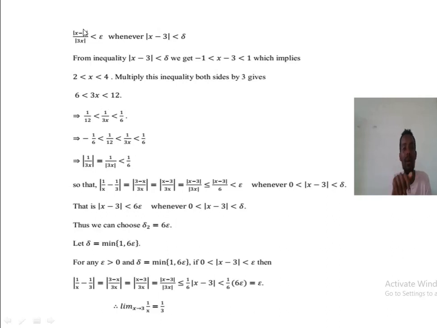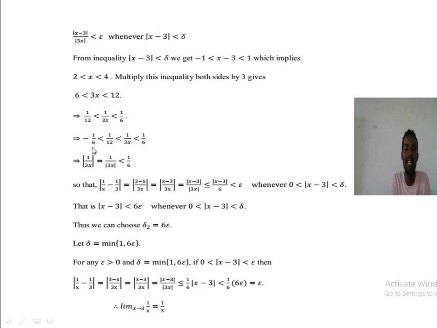But this term is 1 over, so we take 1 over both sides. By finding the inverse, we have 1 over 6 is greater than 1 over 3x greater than 1 over 12, so this can be rearranged as 1 over 12 is less than 1 over 3x less than 1 over 6 using the inequality rule. We know that minus 1 over 6 is less than 1 over 12. Again, using the above, we have 1 over 12 is less than 1 over 3x less than 1 over 6. This implies that what?